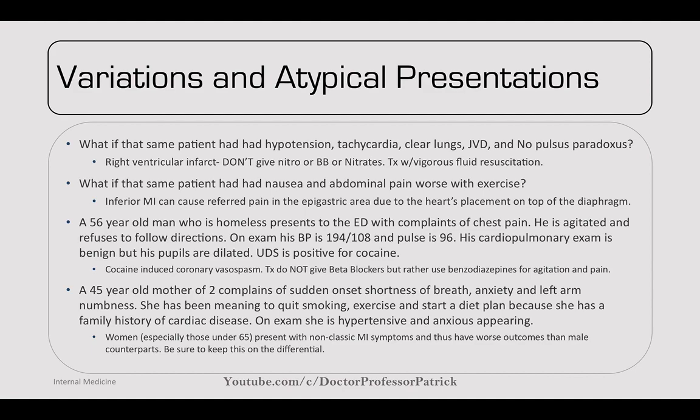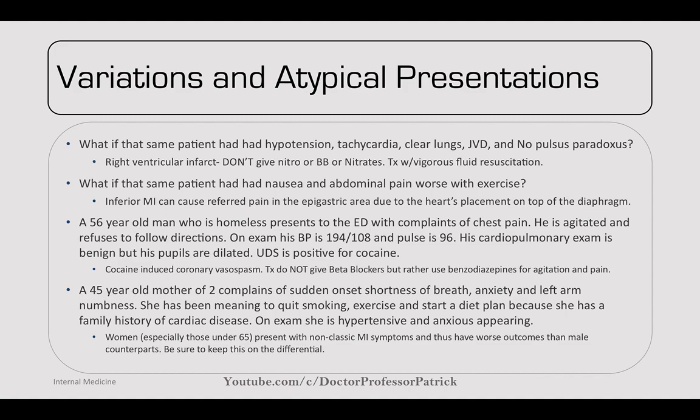So we've got a 56-year-old man who's homeless who comes to the ED with complaints of chest pain. He's agitated, he refuses to follow directions, his BP is extremely elevated, and his pulse is high. On cardiopulmonary exam, it's benign, but his pupils are dilated and his urine drug screen is positive for cocaine. So you can get cocaine-induced vasospasms. This is also an instance where we do not want to give beta blockers. You're going to use benzodiazepines for the agitation and pain.